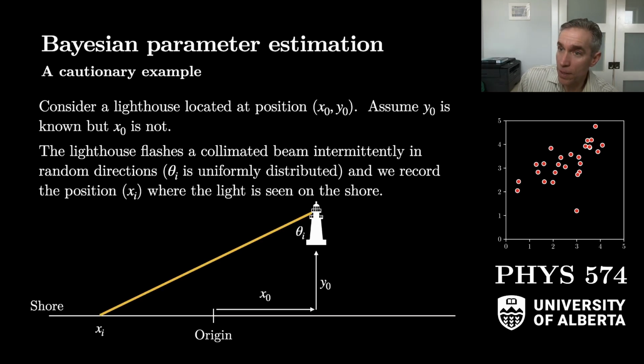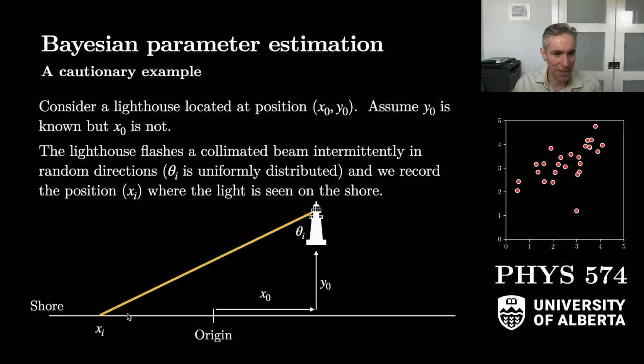We want to use our toolkit here to take a look at a cautionary example and illustrate the benefits of knowing the full posterior distribution of a set of data rather than trying to calculate summary statistics for it. And so this is a classic, it's called the lighthouse example.